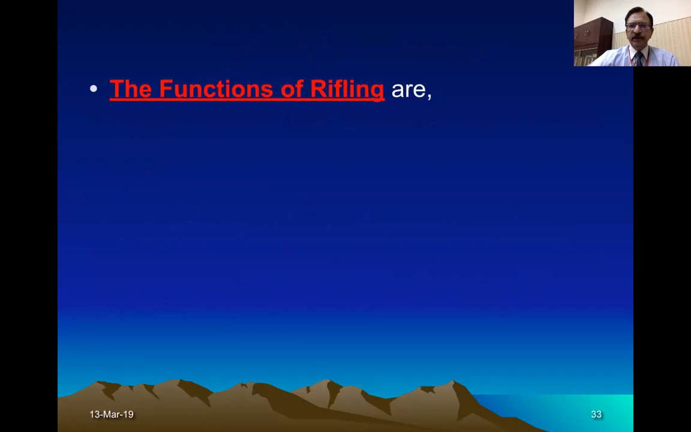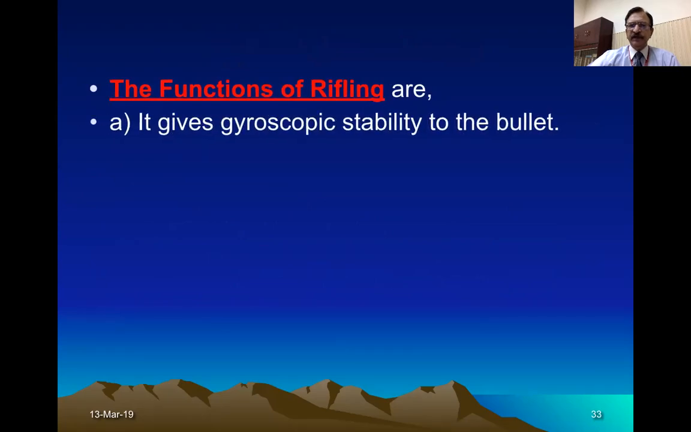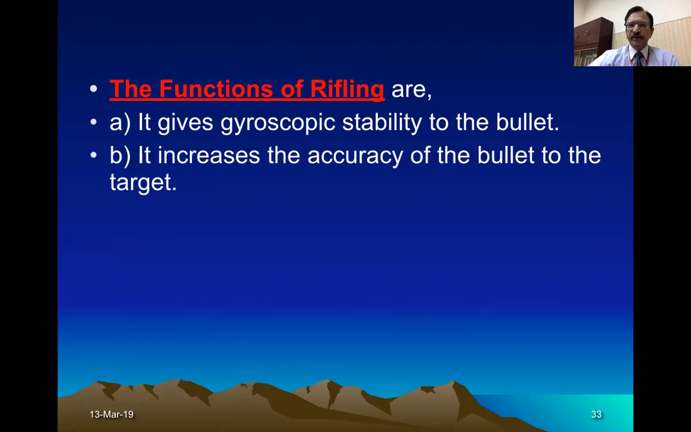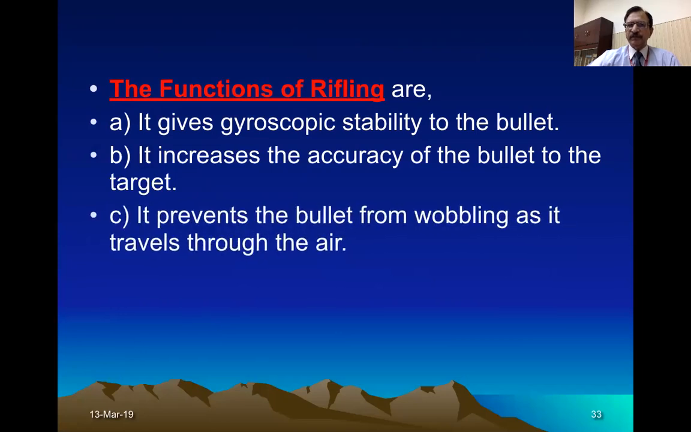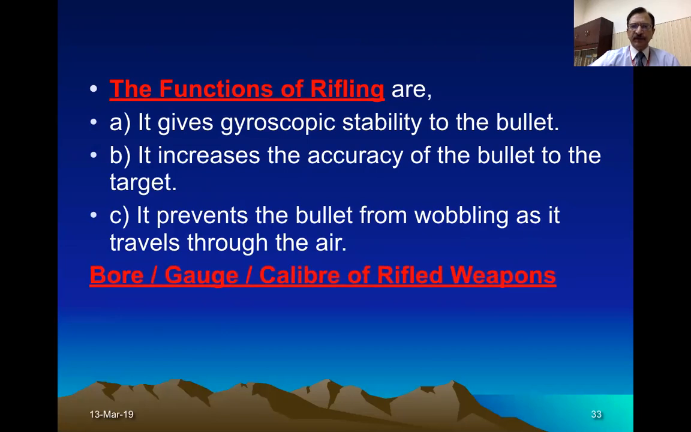The function, or the main objective of rifling, is that it gives gyroscopic spin to the bullet. By spinning, it will overcome the air resistance. This will increase the accuracy and prevent wobbling, as it helps to keep the bullet from becoming unstable. So rifling gives gyroscopic stability, makes it accurate, and prevents wobbling.